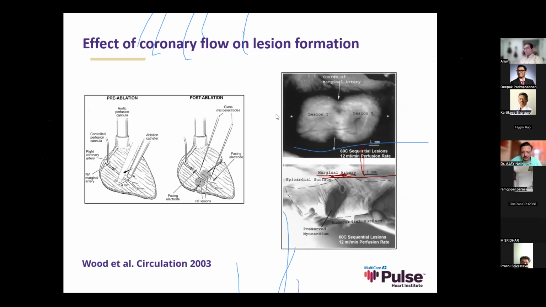This is actually a rabbit heart preparation. They have a marginal artery and they are perfusing the marginal artery with saline, and they are putting the ablation catheters on either side and they ablate. At the location of the marginal artery, the lesion depth is always very small, and there is protected myocardium. The reason is that the coronary acts as a heat sink, and it takes up all the heat and disperses it in the blood pool, and that leads to protection of the tissue around that area.